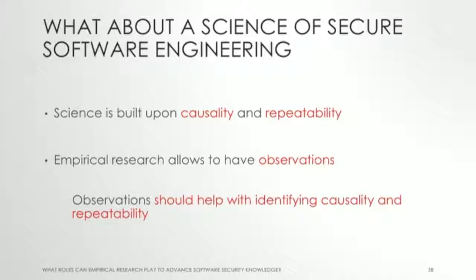When we talk about hard science, we talk about causality and repeatability; we can repeat things. But when we talk about empirical research, we talk about observation in general, of patterns. This is what we get. But having observations and patterns is better than having nothing, better than having only opinions. Observation should help to identify causality and repeatability. If we have a lot of patterns, then we increase our knowledge and potentially we can come to causality and to science.